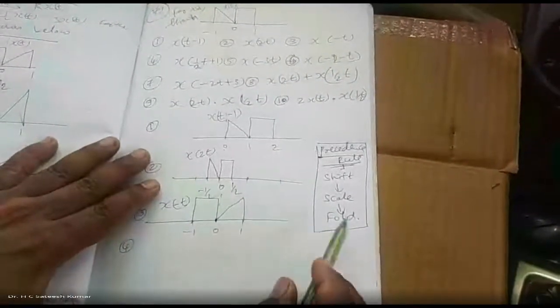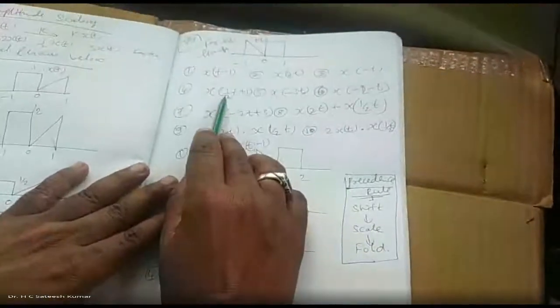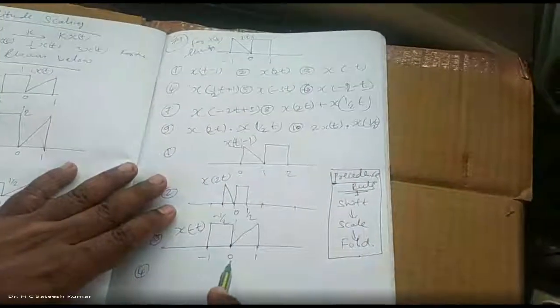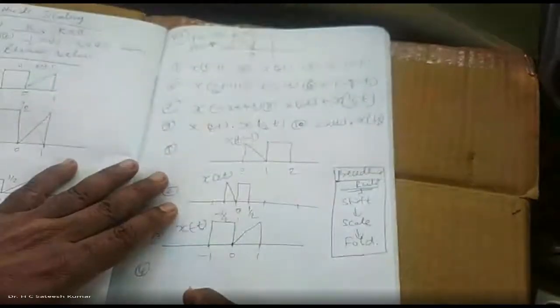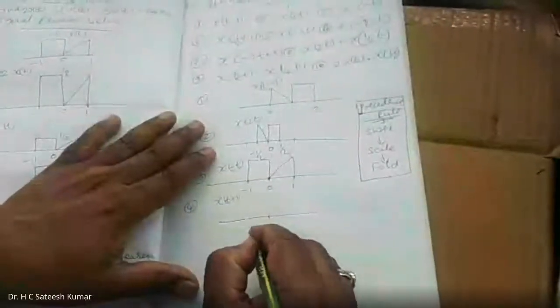So now based on this, here shifting and scaling is there. So only the first two we should do. First we should do shift. The shifted version you should scale. So what you should do: x of t plus 1. T plus 1 means shift left by 1 unit. So minus 1, 0, minus.